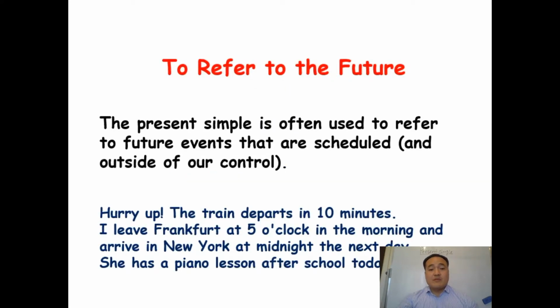And also we need the present tense to refer to the future. Future actions. The present simple is often used to refer to future events that are scheduled or maybe outside of our control. Okay, for instance, hurry up, the train departs in 10 minutes. I leave Frankfurt at 5 o'clock in the morning and arrive in New York at midnight the next day. She has a piano lesson after school today.